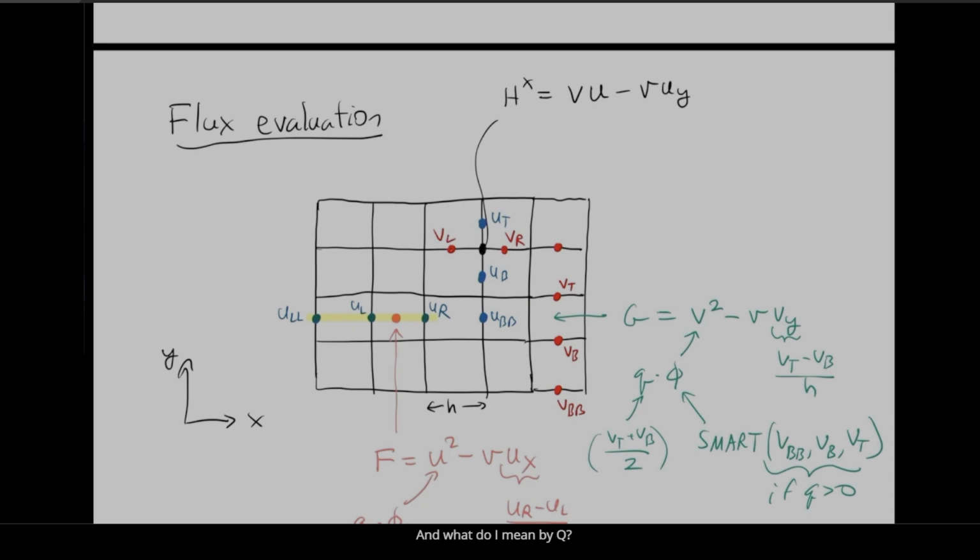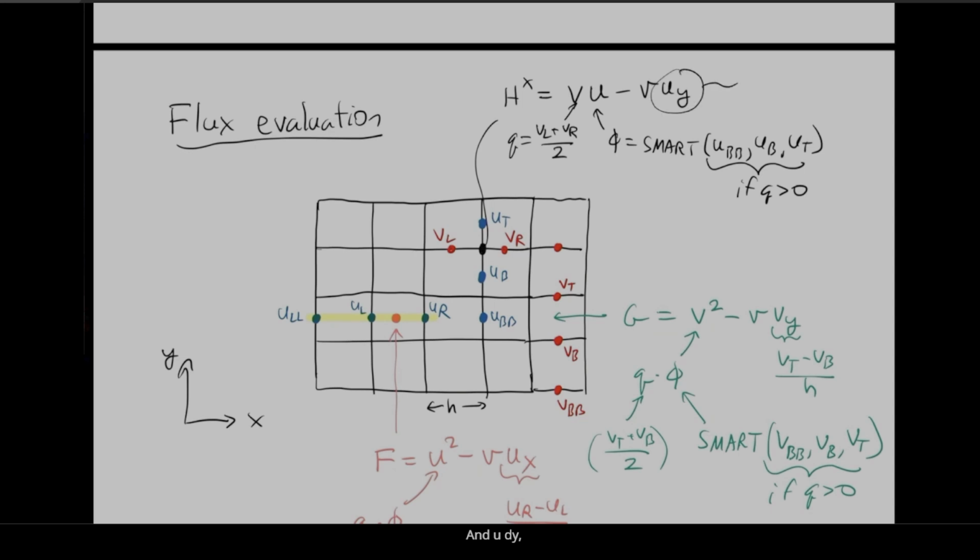And what do I mean by Q? Well, this V, that is your Q. So Q is going to be VL plus VR divided by 2. The U, that's your phi, and that's your SMART. Let's assume that Q is greater than 0. So SMART of U bottom-bottom, U bottom, U top, if Q is greater than 0. And the du dy, that's easy. We have the values there for a standard central difference. So that's how you get HX.